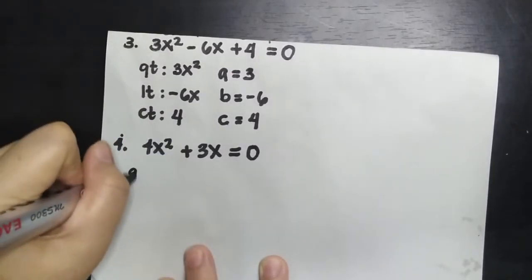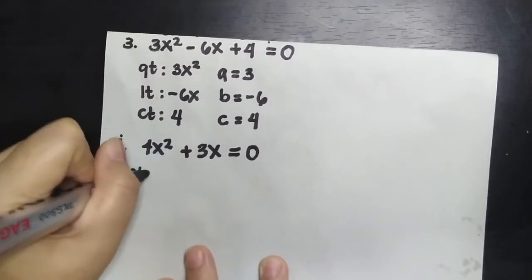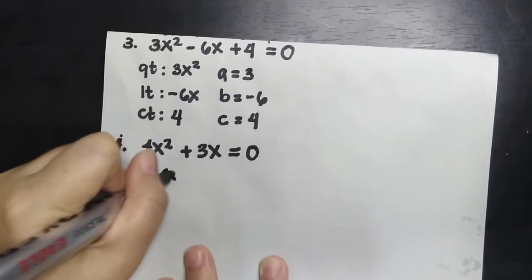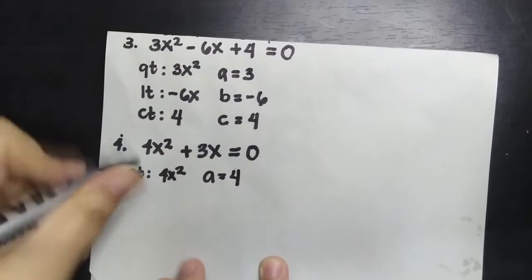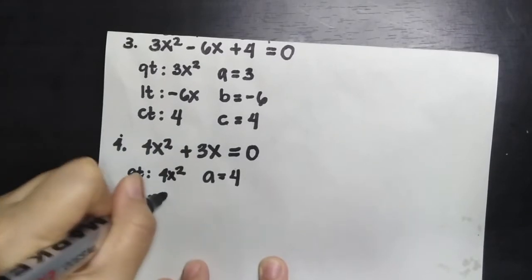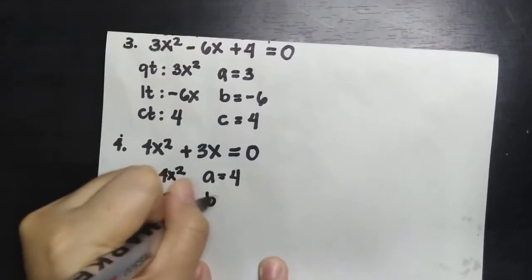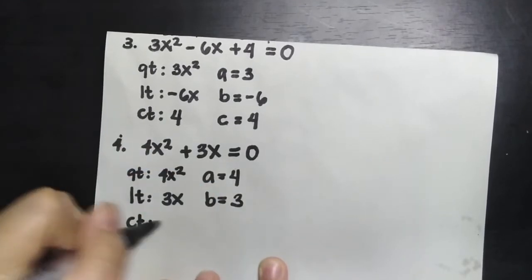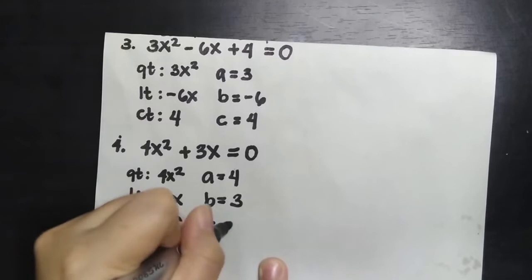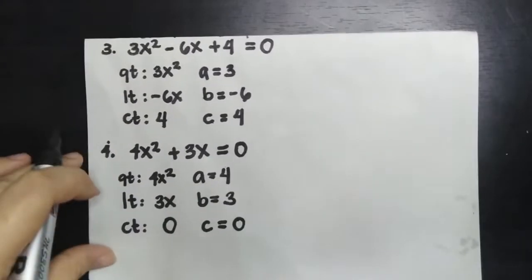So we have QT, or the quadratic term, which is 4x squared, that gives us a, which is equal to 4. The linear term, which is 3x, gives us b, which is equal to 3. And the constant term is 0, gives us c equal to 0.